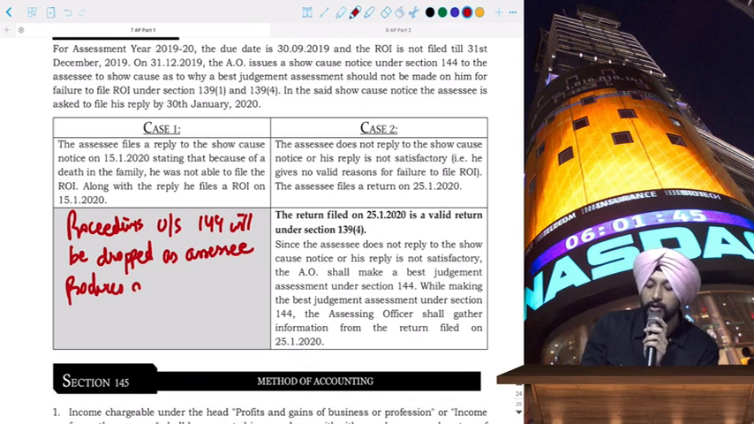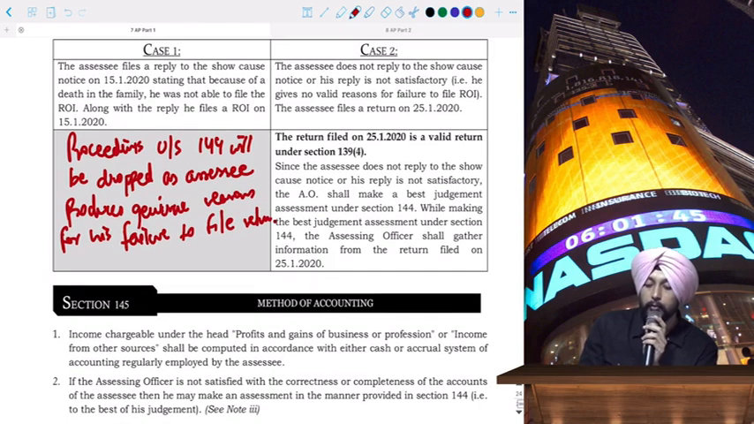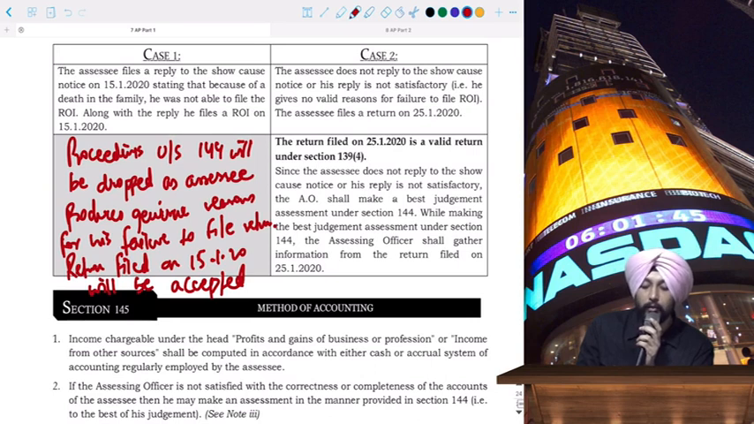As SSC produces genuine reasons for his failure to file return, proceedings under 144 will be dropped. And the return filed on 15/1/2020 will be accepted.